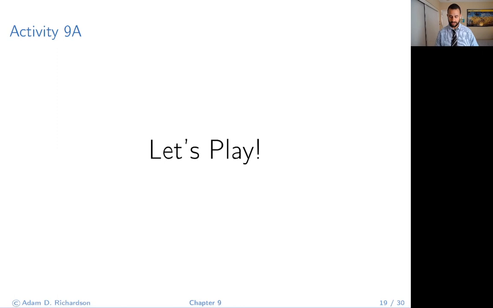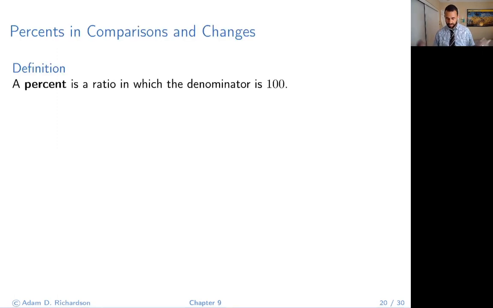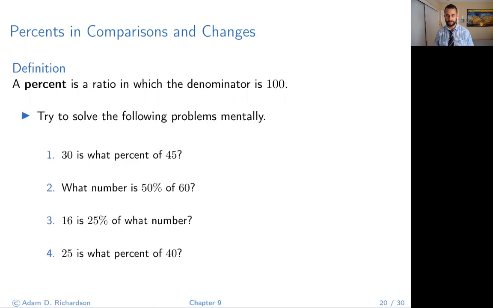All right, so we left off here, Activity 9A. We're going to start with this, and I'm assuming everybody knows this at this point, but a percent is just a ratio in which the denominator is 100. And what I'm going to do here is throw up some quick problems to try. So what I want you at home to do is try to solve these problems mentally, okay? So try to solve them mentally. Go for it.